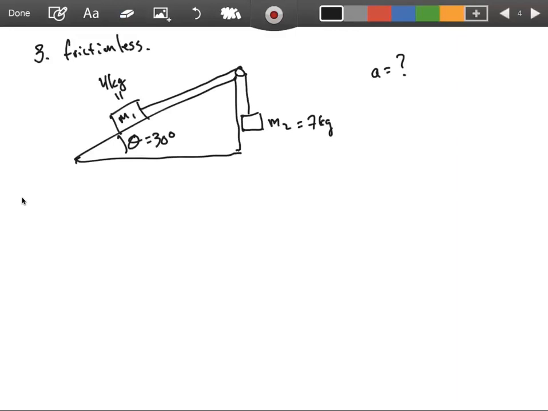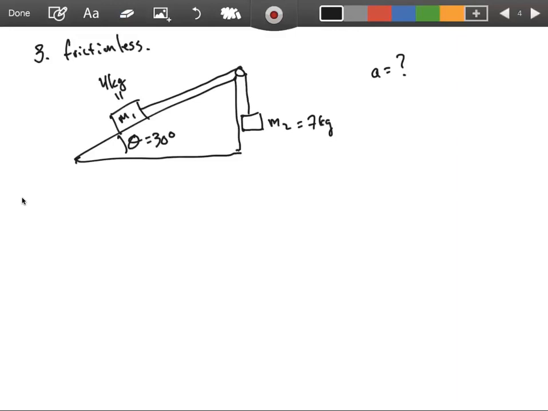Whichever choice I make, it turns out it doesn't matter. The only thing that's going to happen is, at the end of the day, I'm going to get a positive sign or a negative sign. Positive sign means I assumed the correct direction. And the negative sign just means I wrongly assumed the direction. But the magnitude will still be the same, so it actually doesn't really matter. It just means I got the direction wrong. Not a big deal.